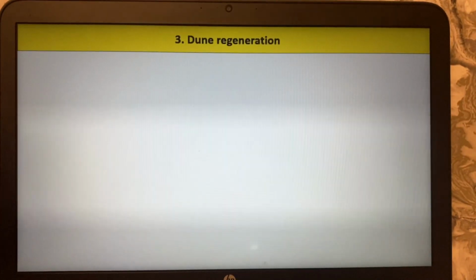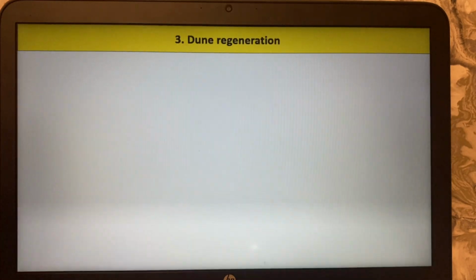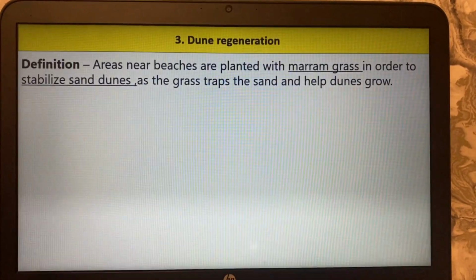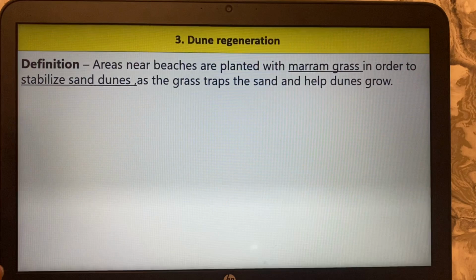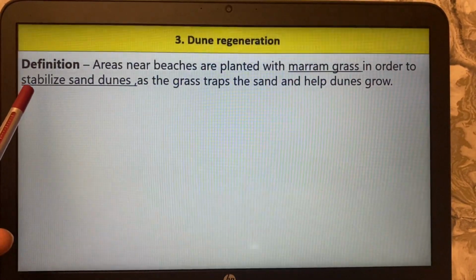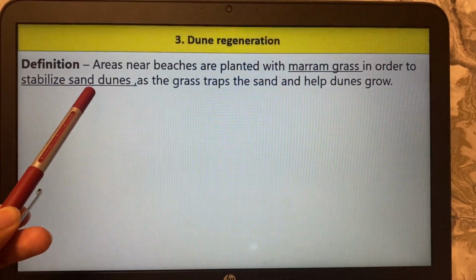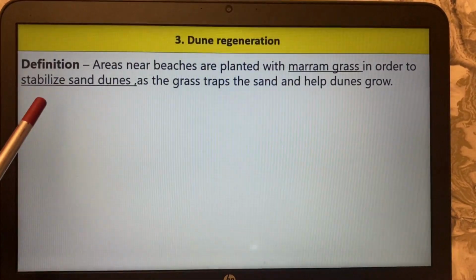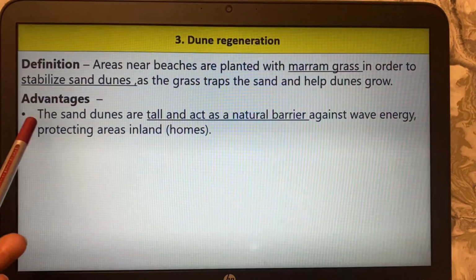These dunes are made on purpose. Let's see how. These beaches are planted. Remember the word marram grass. You must mention that. And the marram grass has long roots that can stabilize the sand dunes. And that can help these dunes to grow. So it's easy to mention to get marks.